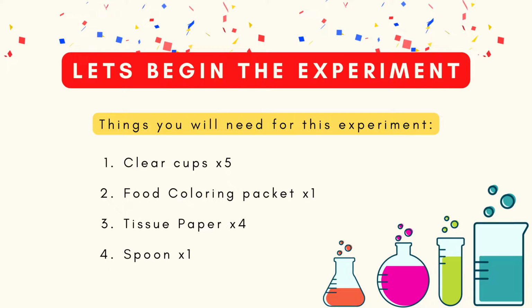Let's start with the experiment. Things you will need for this experiment are 5 clear cups, a food coloring packet, just one of them. You can find it at a local grocery store or ask your parents, you might have some at home. Tissue papers, about 4 pieces, and 1 spoon to stir.